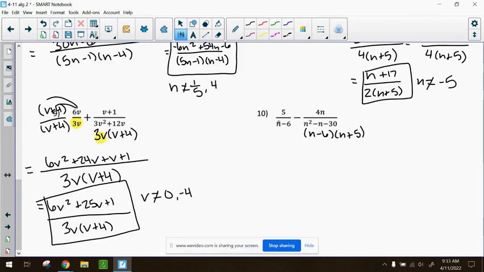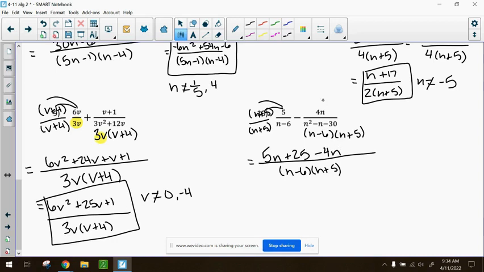I can look to what the other denominator is to maybe give me a hint on what this one might be. They share the n minus 6. The left side is missing the n plus 5. So we're going to make it now one big fraction. N minus 6, n plus 5 is our denominator. Across the top, we're going to distribute this 5 through the parentheses. So 5n plus 25 minus 4n.